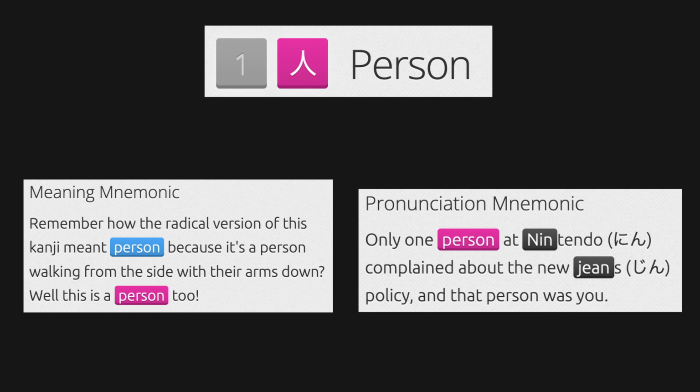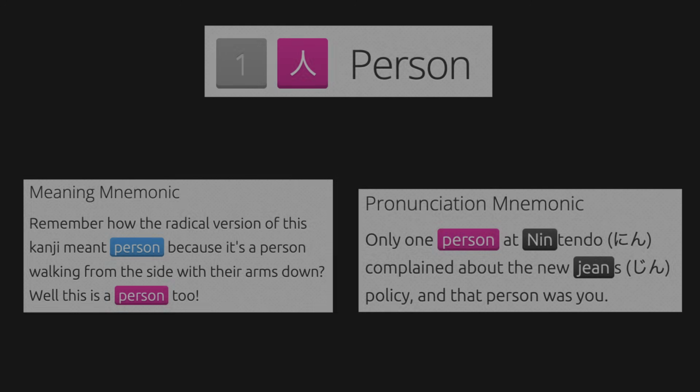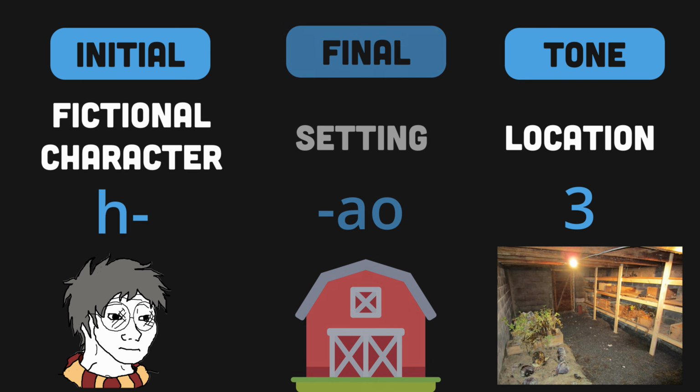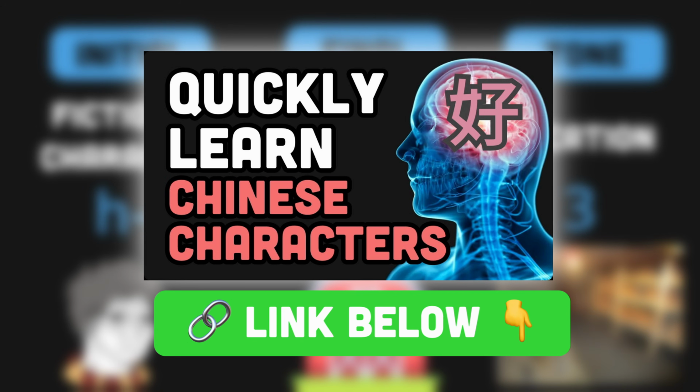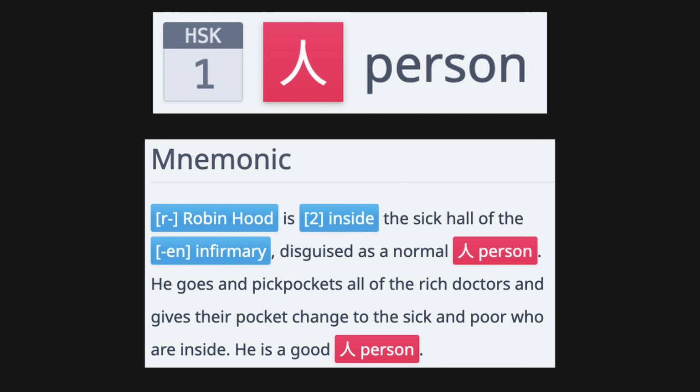In HanziHero, pronunciation information is instead represented by personas, locations, and settings instead of English word approximations. That pronunciation information is included in the main meaning mnemonic. I go over this in detail in my video about how to remember Chinese characters, so if you are curious, check that out. For the same character, here's our mnemonic.